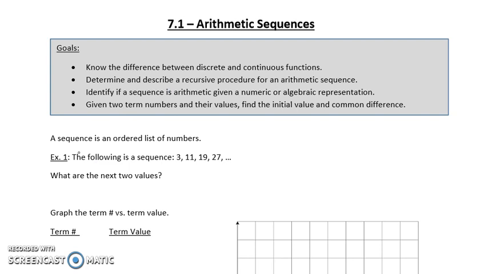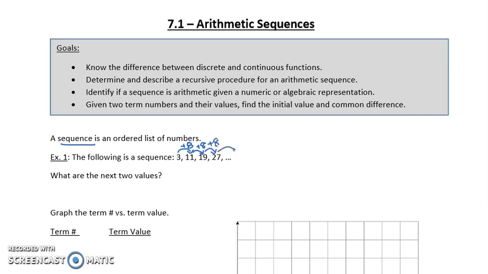A sequence is simply an ordered list of numbers. So for example, 3, 11, 19, 27 is a sequence, and that continues to go on. And this is a relatively simple sequence to figure out how it follows from there, because I hope you'll notice, as you just think about that for a minute, that I'm adding 8 every time.